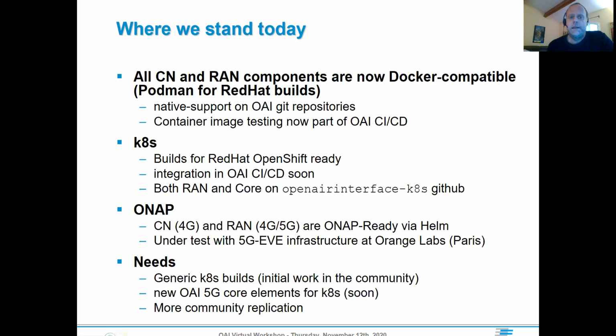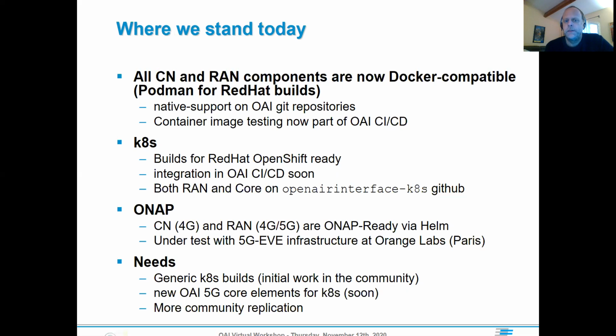So where do we stand today in this respect? All core network and RAN components are now Docker compatible, or Podman if you're building for a Red Hat-based system. And this is now native support inside the OAI Git repositories. And the container image testing is now also part of the OpenAirInterface CI/CD, at least to a certain extent, and will be more so in the coming months.